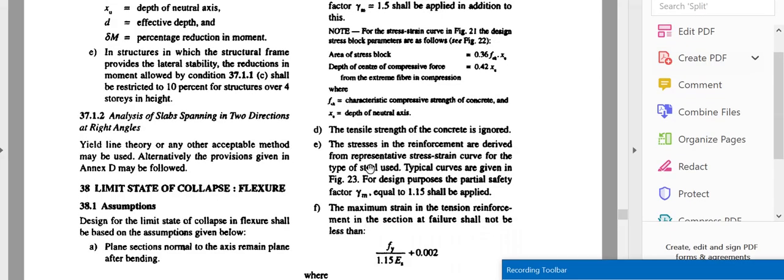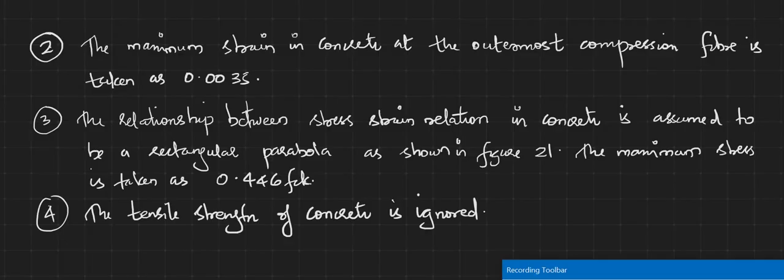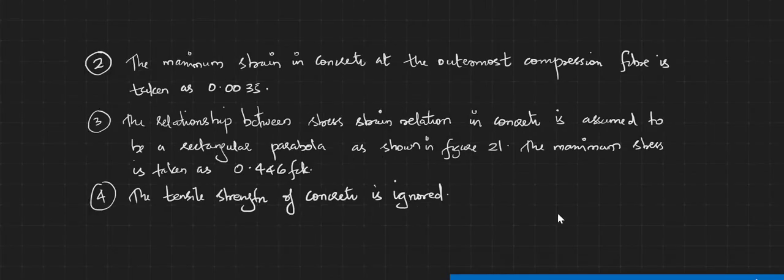The fourth assumption is that the tensile strength of concrete is ignored, which means all the tensile stresses are taken by the steel only. This is based on cracked section theory. That is, the tensile strength of the concrete is ignored, and all the tension coming on the member is taken by the steel reinforcement.